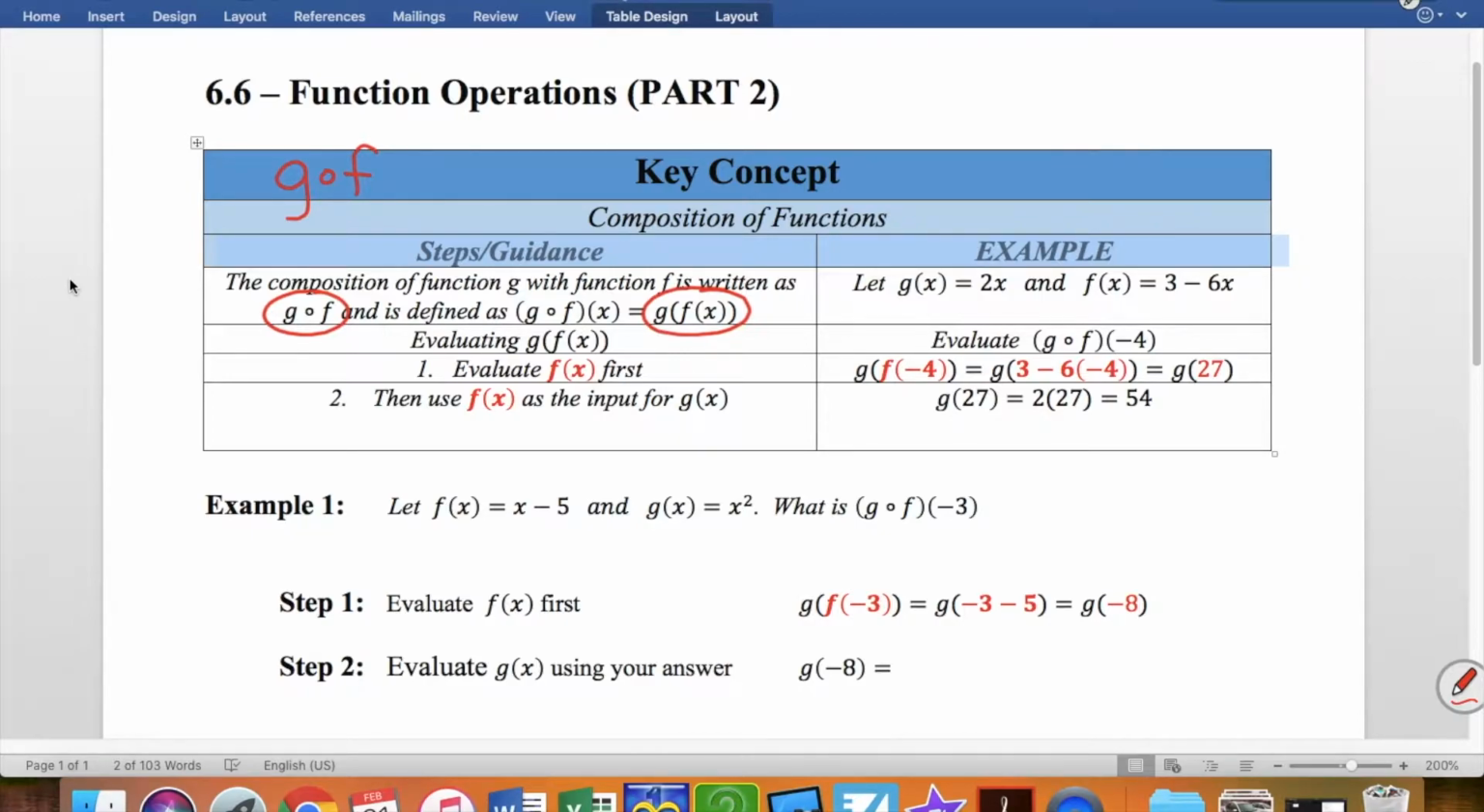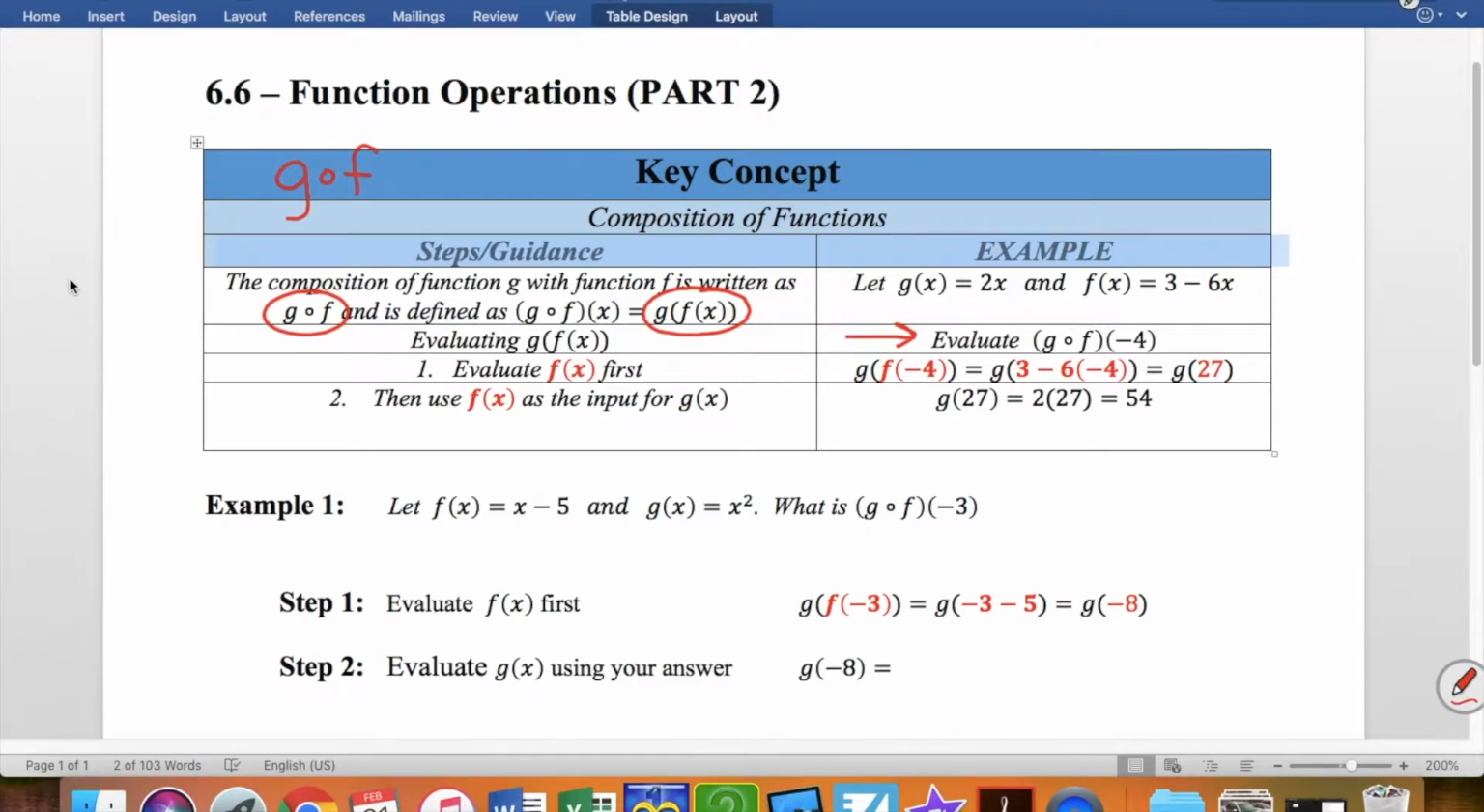So let g of x equal 2x, and f of x equals 3 minus 6x. It says evaluate the composition of function g with function f for -4. So what I'm going to do first is take my input value of -4 and put that into my f of x function, since that's what comes second. It's the composition of g with function f, so it's telling me to evaluate function f and then use that for my function g. So I'm going to use that -4 as my input.